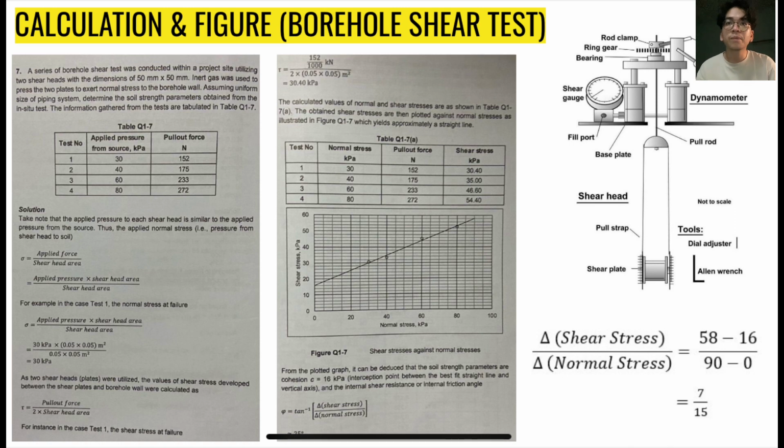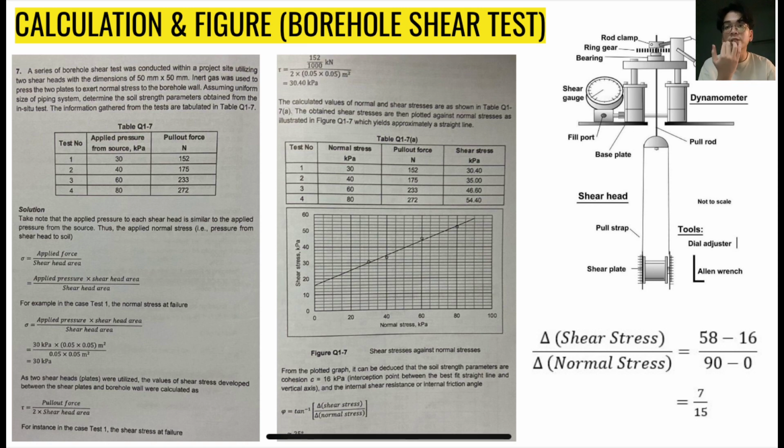For the next one, I'll be sharing about the calculation and figure for the borehole shear test. So, a series of borehole shear tests was conducted within the project site utilizing two shear heads with dimensions of 50 mm times 50 mm. Inert gas was used to press the two plates to exert normal stress on the borehole wall. Assuming uniform size of piping system, determine the soil strength parameters obtained from the in situ test, and the information gathered from the test is tabulated as below.